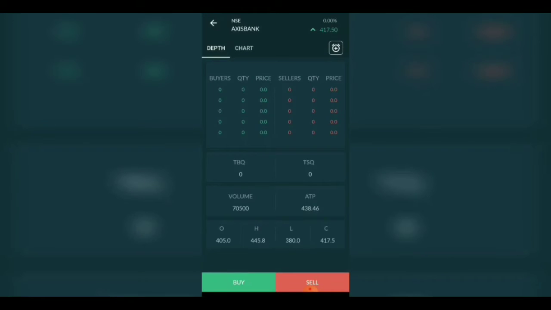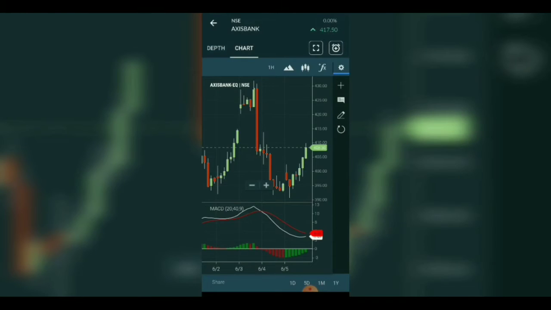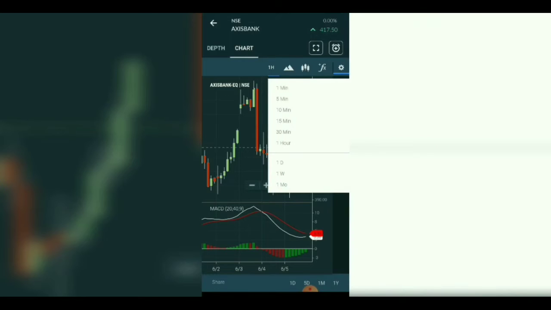For analyzing a script using technical indicators, you may choose a script and select chart, where you could change the timelines and add indicators for validating your strategies.